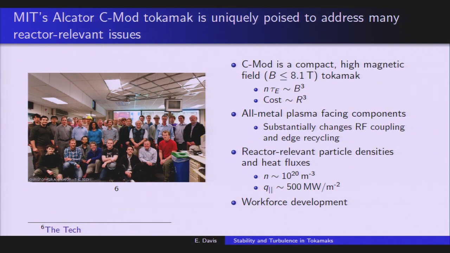Finally, C-Mod has always very strongly relied on the graduate student population. There's generally 30 or 40 graduate students who work on this, and really the device just wouldn't run without them. And these are the people who would be working on these next generation reactors.